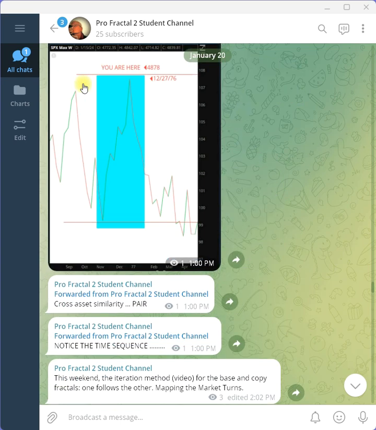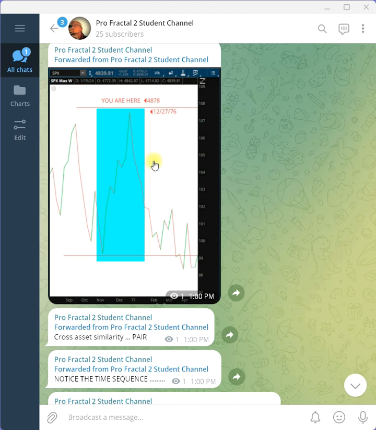And we have another one here too on SPX. I think we're here at 48.17, 78. Now we're on a weekly time frame. You can find the fractal that you're looking at currently from Friday. That particular fractal reoccurred on 12/27/76. We'll find out what happens here.